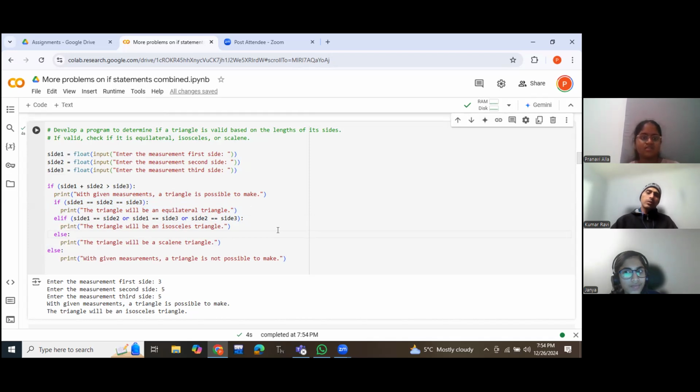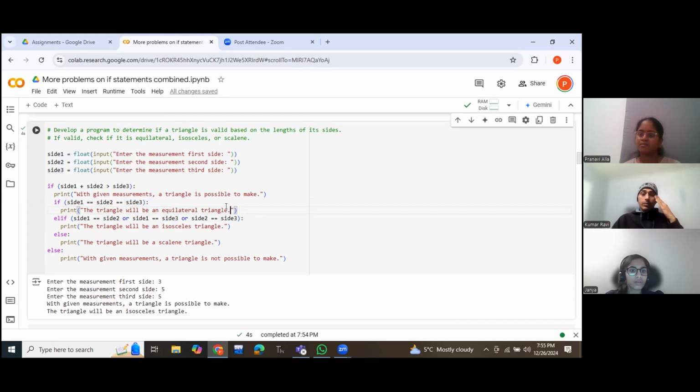Sir, I'm thinking, in some cases you may have possibilities like condition 1 is also true and condition 2 is also true. So we should combine them. If both are true, then it's going to be equilateral because the three are equal, right, sir? We can say that each equilateral triangle is also isosceles, right? Yes, sir.